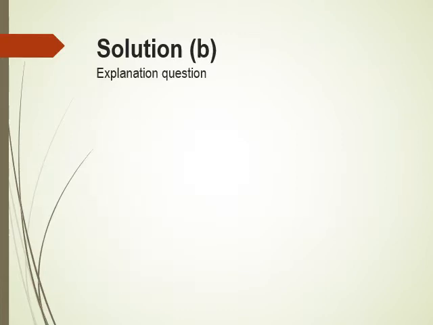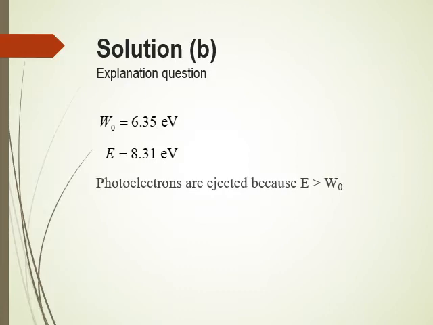Question B asks you to determine whether an electron will be ejected from the surface. So how are we going to tell whether an electron can be ejected or not? We can do a comparison between the photon energy and the work function. Given work function equals 6.35 eV, and from question A, you obtained incident light energy equal to 8.31 eV. When you compare these two values, you will see that a photoelectron can be ejected. Why? Because the incident light energy is larger than the work function.